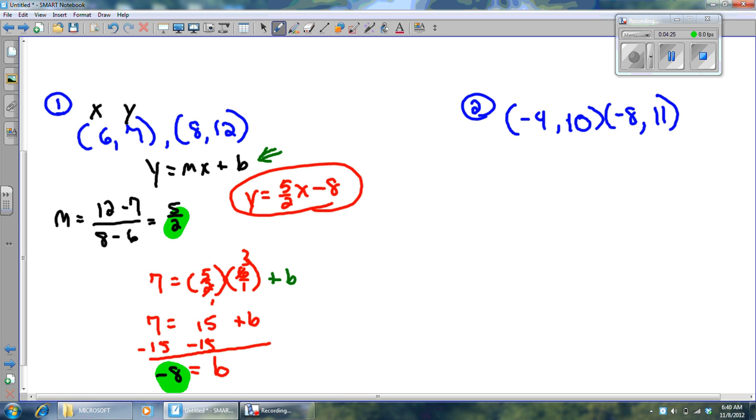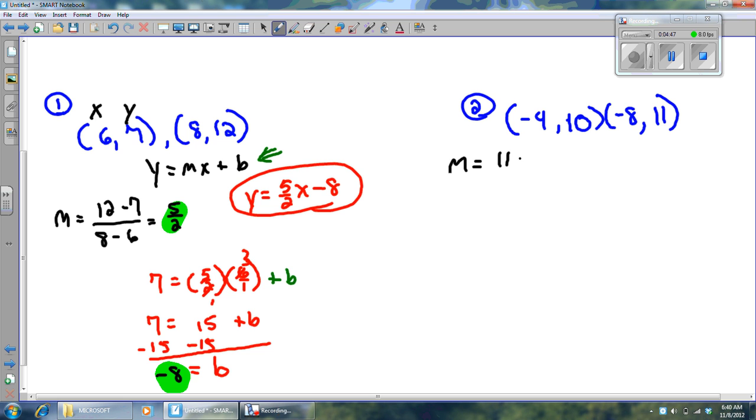All right, so all we're doing is finding the slope, picking one of the points, plugging in the x-coordinate, the y-coordinate, and the slope to solve for b. Once we have our slope and our y-intercept, we can go ahead and write our equation. All right, let's try it one more time. First thing I'm going to do is find the slope.